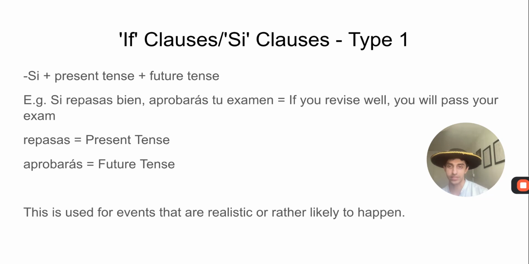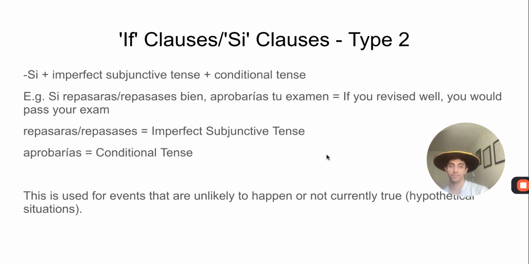So if you're saying si repasas bien, aprobarás tu examen to somebody, that means that you think that there is some decent chance that they can actually pass their exam. You would not say this to somebody if it's a completely hypothetical situation, say they've already failed, for instance, or if you really do not think that there is a genuine chance of them passing their exam. Okay, that is the first kind of if clause or si clause.